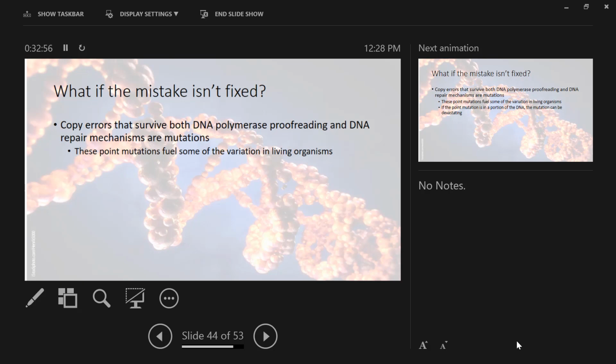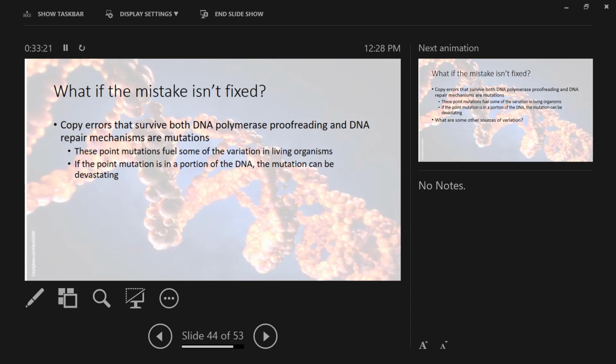Now, this statement is incomplete. This should say, if the point mutation is in any portion of the DNA that codes for protein, the mutation can be devastating. I don't know what happened to the rest of the statement. I'm going to claim Canvas stole it. And I would like for you to prove me wrong.